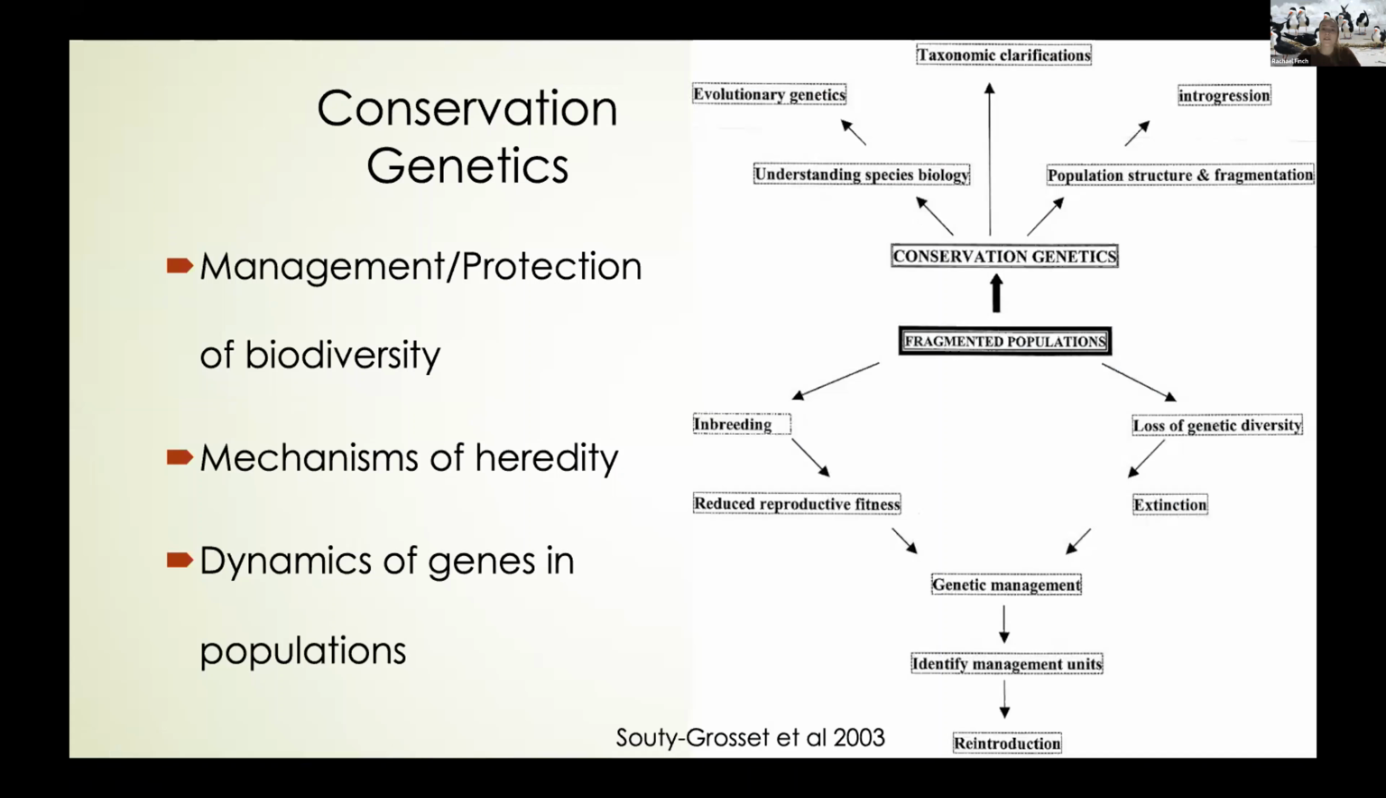While genetics focuses on the mechanisms of heredity and the interactions of genes in the environment. When we combine these two, we are able to look at the dynamics of genes in populations, as well as the changes in the genetic diversity and structure of populations over time due to environmental, biological, and social factors. These then influence the efforts we take in order to help protect these fragile species.